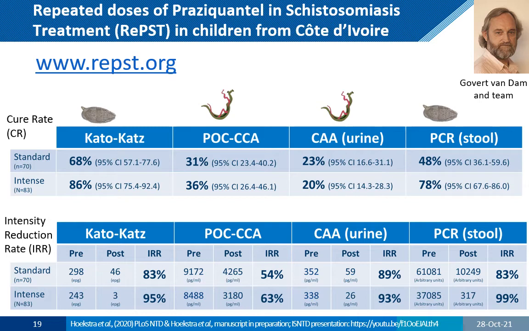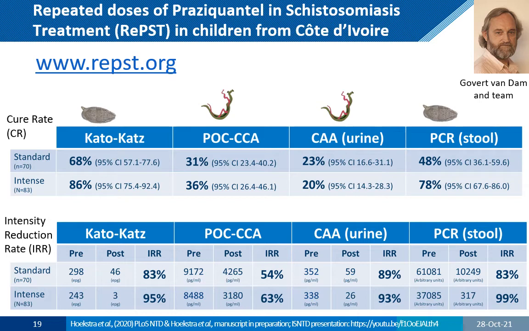And what is depicted here in the tables are the cure rates and the intensity reduction rate based on the measurement 4 weeks after the last praziquantel treatment, comparing 4 different diagnostic procedures. I have to say that these are still preliminary findings. We are still analyzing the details, in particular of the CAA and the PCR data.